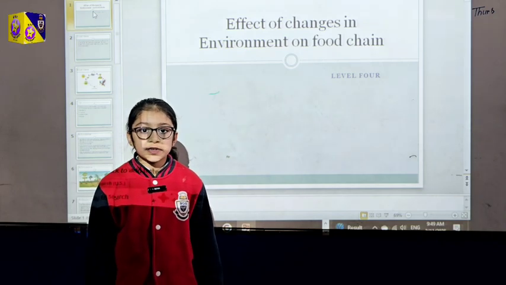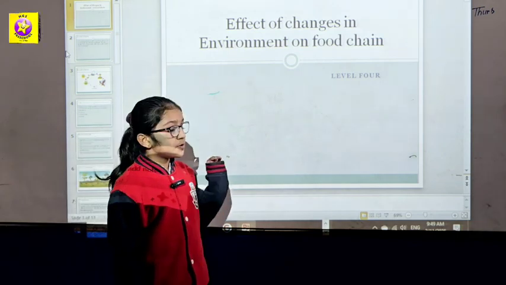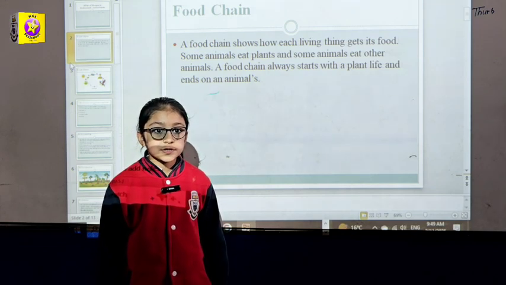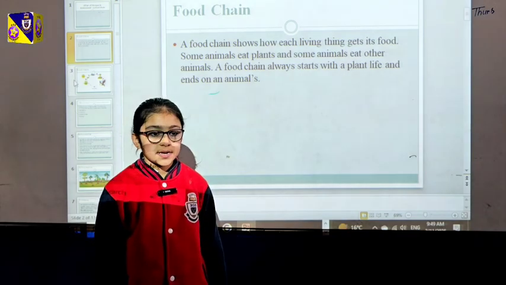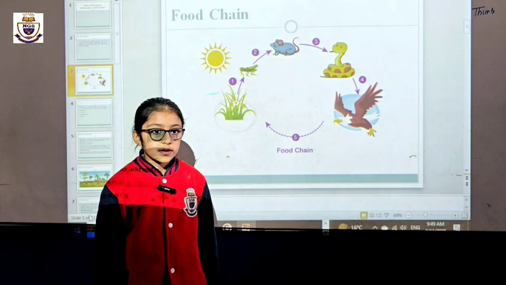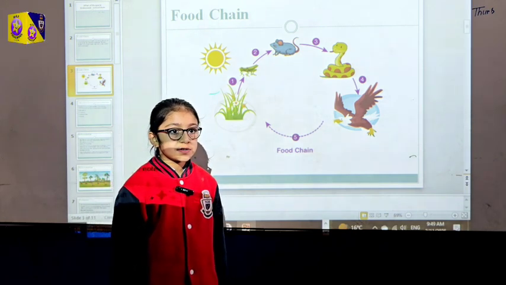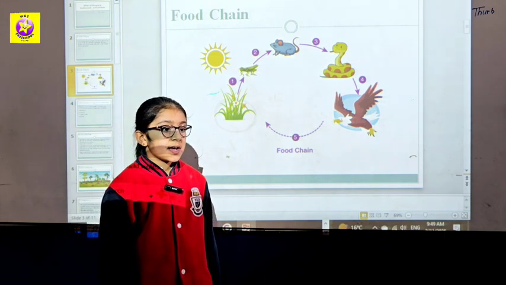Today the topic of my presentation is effect of changes in environment on food chain. First I will tell you about food chain. Food chain shows how each living thing gets its food. Some animals eat other animals and some animals eat plants. A food chain always starts with plant life and ends with animals.